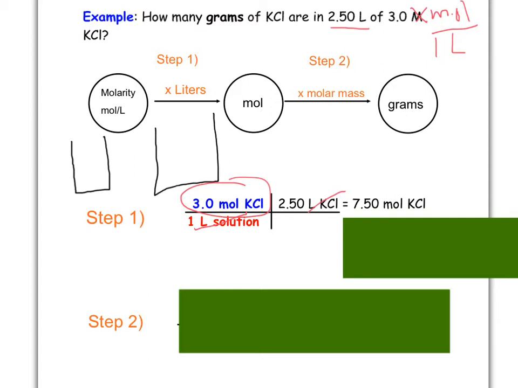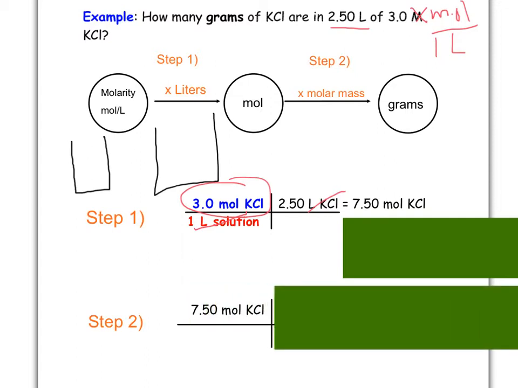Then we are going to take that moles of potassium chloride, because we don't have a way to measure moles of potassium chloride, into an amount that we can actually measure out. Because remember, moles are a counting unit, whereas mass is something that we can measure. So we can't measure or count the number of atoms of potassium chloride. So we're going to convert that into grams.